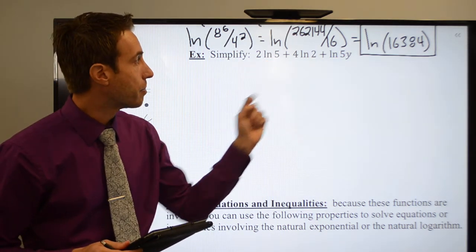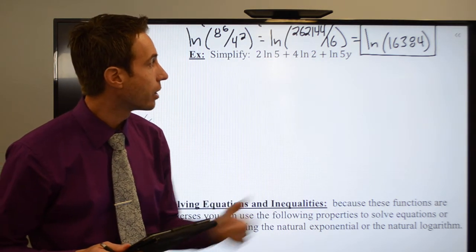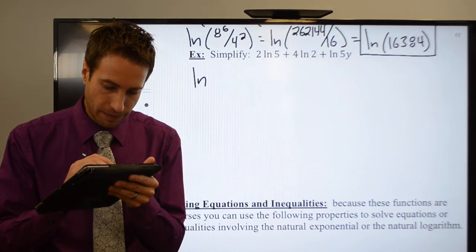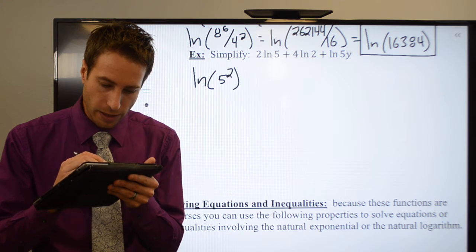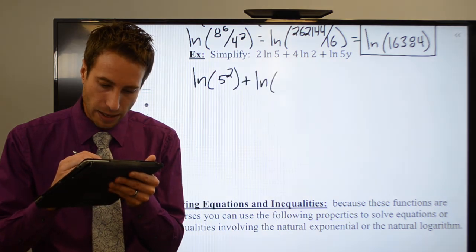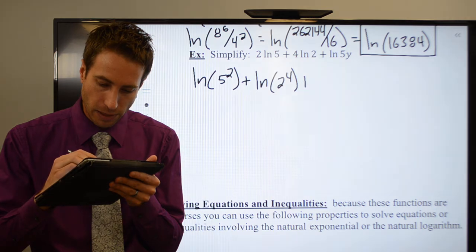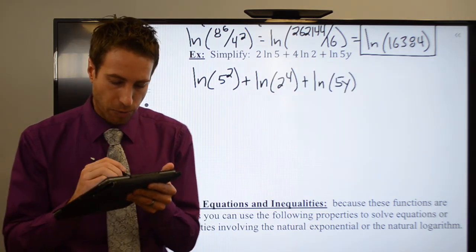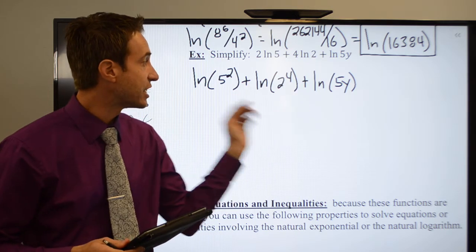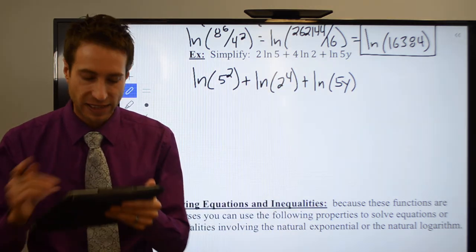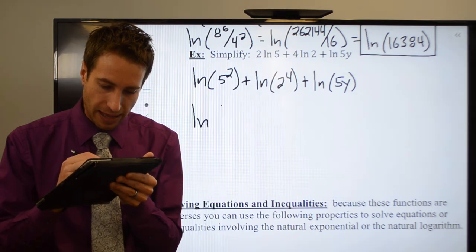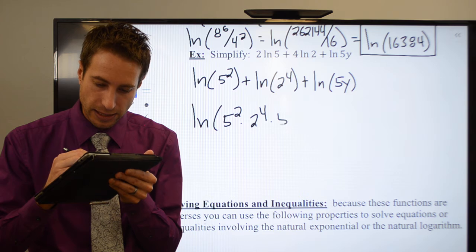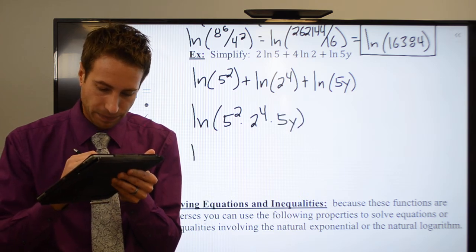The 2 is going to become a power. The 4 will become a power. Nothing I can do there. So we're going to have the ln of 5 squared plus the ln of 2 to the 4th plus the ln of 5y. Okay, no problem. Because it's addition and addition, I multiply all of these guys together. So the ln of 5 squared times 2 to the 4th times 5y.